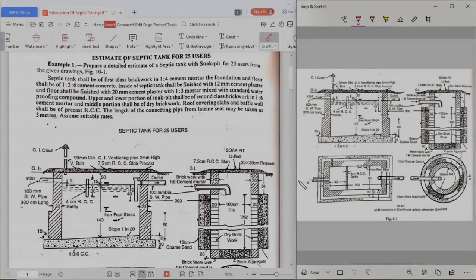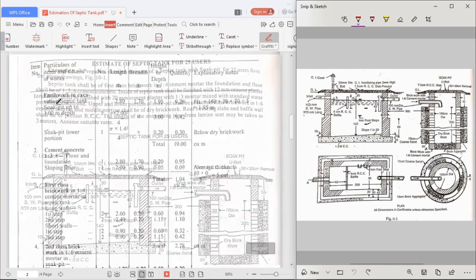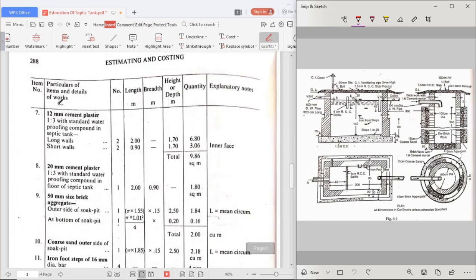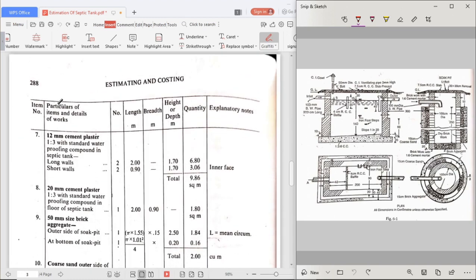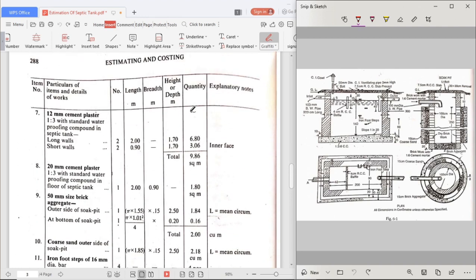Hello, my dear students. In the last lecture, we estimated the septic tank till the precast RC work, right? With the following specification given by them. Then we shall continue with the next element, the next unit of work. So what was remaining? Plastering, then coarse sand work, footsteps, and step pipe work. We'll now see them.